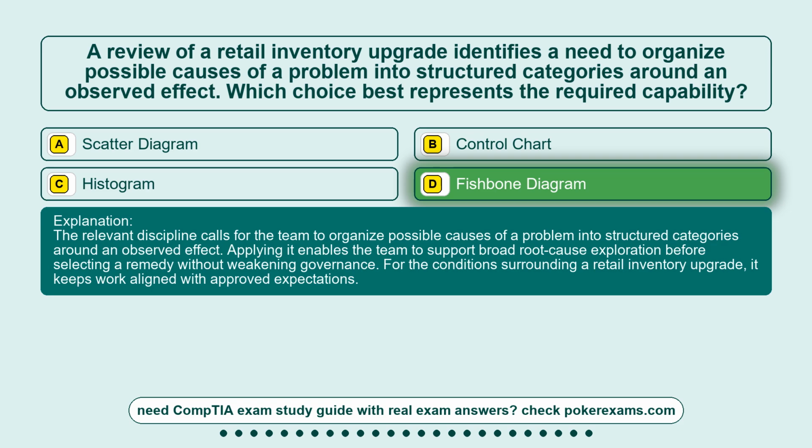The relevant discipline calls for the team to organize possible causes of a problem into structured categories around an observed effect. Applying it enables the team to support broad root-cause exploration before selecting a remedy without weakening governance. For the conditions surrounding a retail inventory upgrade, it keeps work aligned with approved expectations.